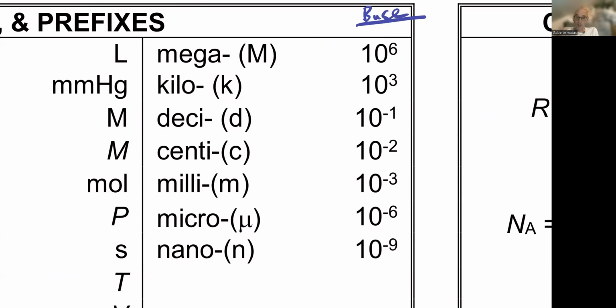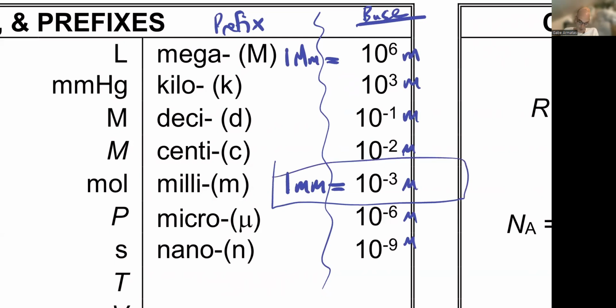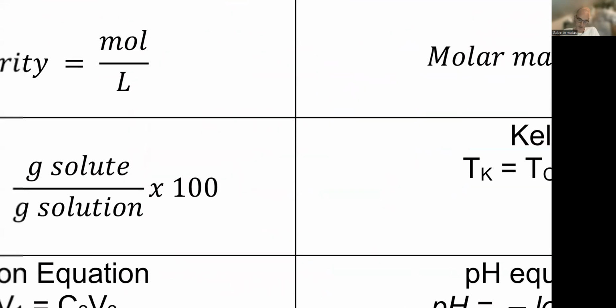So the way that we could look at this is, and this is the prefix. One of the base units, so we'll use meters for example. 1 megameter is equivalent to 10 to the 6th meters. And for milli, 1 millimeter is equal to 10 to the negative 3rd meters. So we can just use this as our conversion. Okay, so 1 nanometer is equivalent to 10 to the negative 9th meters. Okay, so 1 millimeter is equal to 10 to the negative 3rd meters.